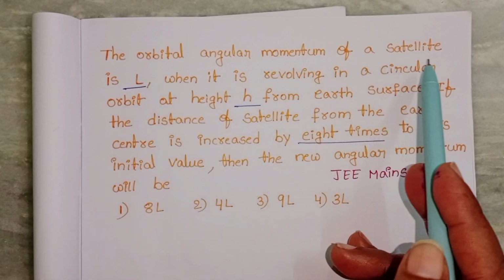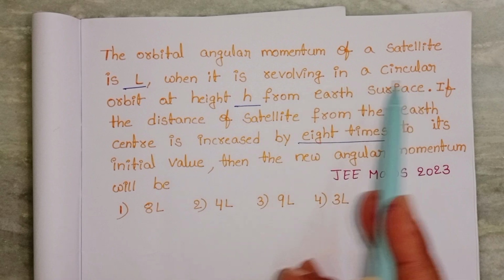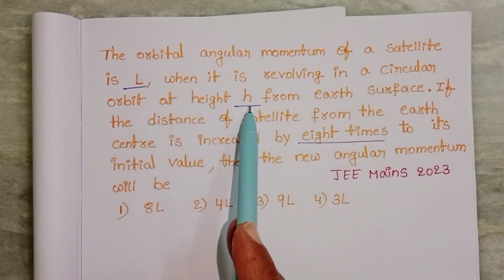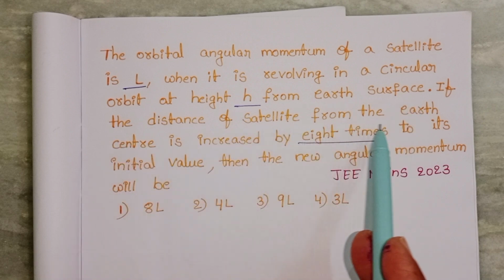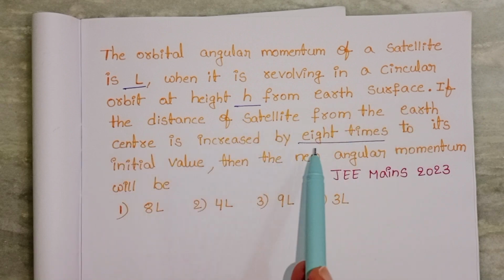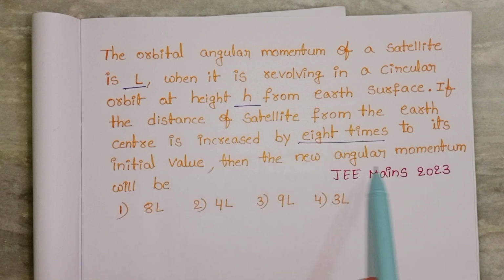The orbital angular momentum of a satellite is L when it is revolving in a circular orbit at a height h from the Earth's surface. If the distance of the satellite from the Earth center is increased by 8 times its initial value, then the new angular momentum will be?